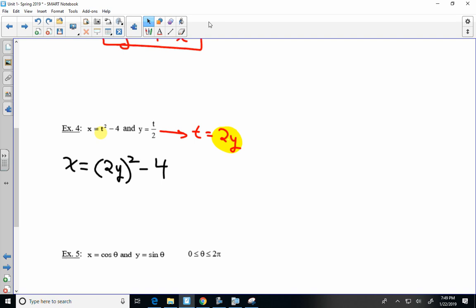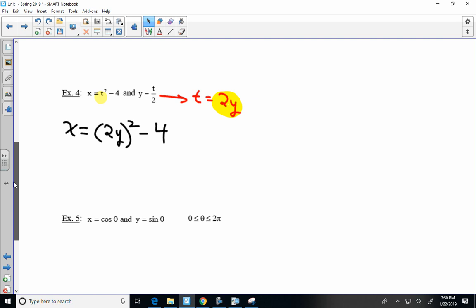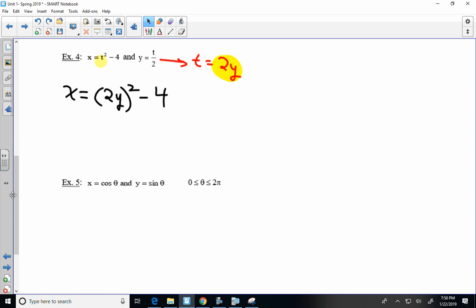You want to square both sides? Be my guest. Square this out and simplify. You're welcome to do that. Not a requirement. If I needed to take the derivative of this, I might choose to simplify it a little bit more.